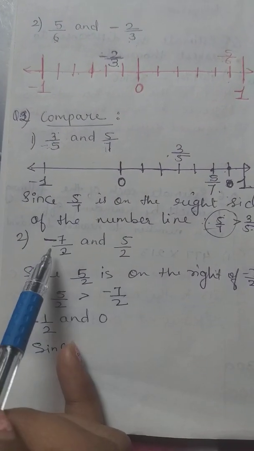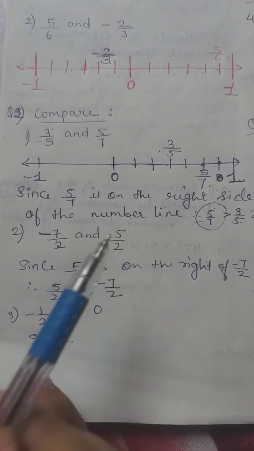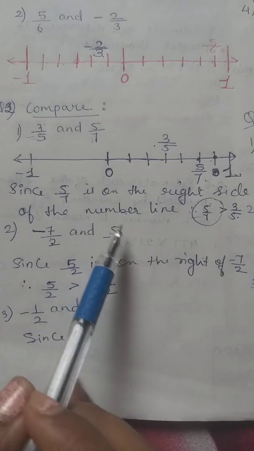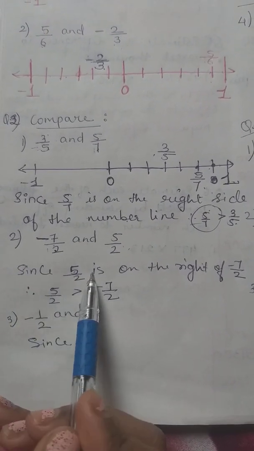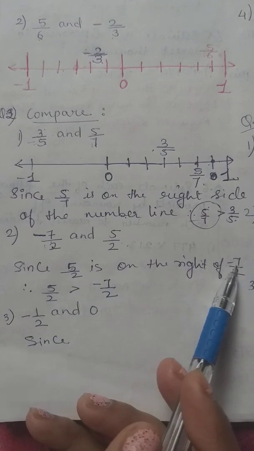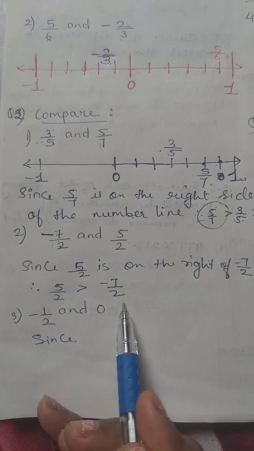So I repeat, minus 7 by 2 and 5 by 2. A positive integer is always greater than a negative one. Similarly, a positive rational number is always greater than a negative rational number. Since 5 by 2 is on the right of minus 7 by 2, therefore 5 by 2 is greater than minus 7 by 2.